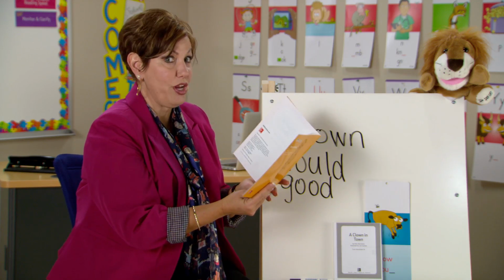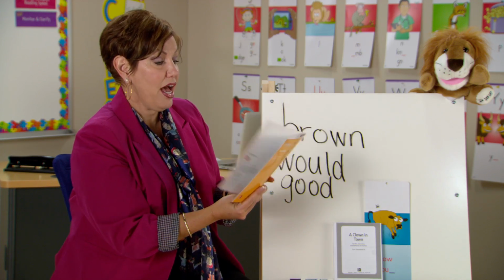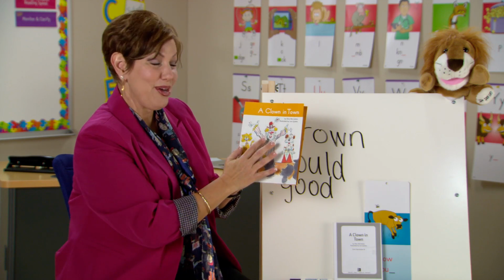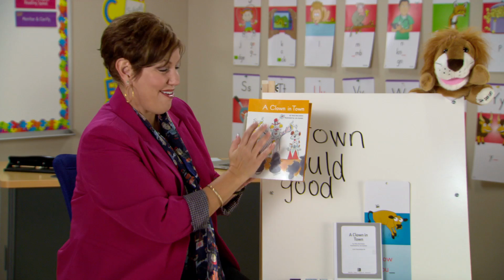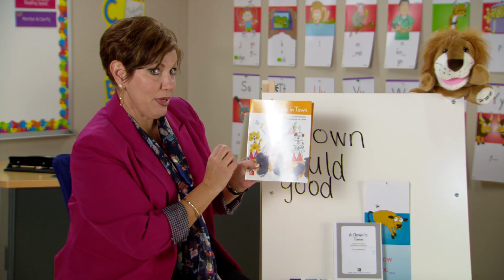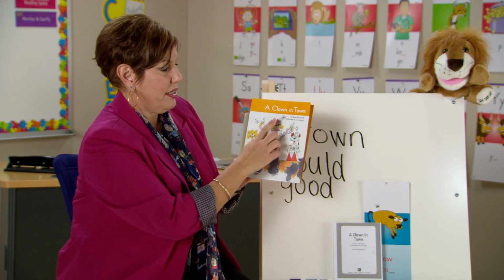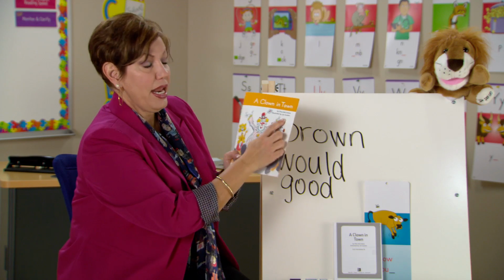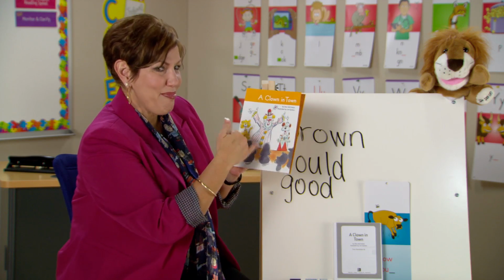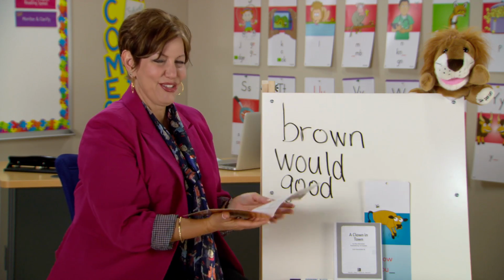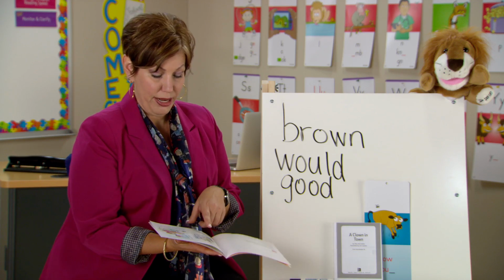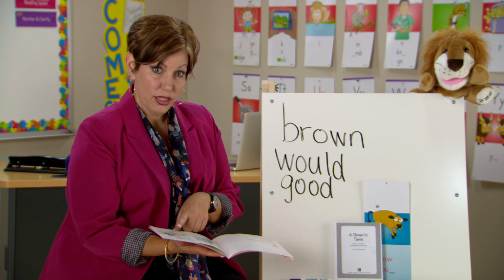Let's see. We're going to have to read to find out if our predictions are correct. Again, everybody, we read the title together, A Clown in Town. Everybody say it with me. A Clown in Town. And it's by Dina McClellan. What does that mean, everybody, if it's by Dina McClellan? She wrote it. Excellent. And illustrated by Len Epstein. What does that mean, illustrated by, everybody? Drawing the pictures. You remembered. Excellent. So the first read, everybody, according to our instructional routine for decodable reading, is silent read, page 1.